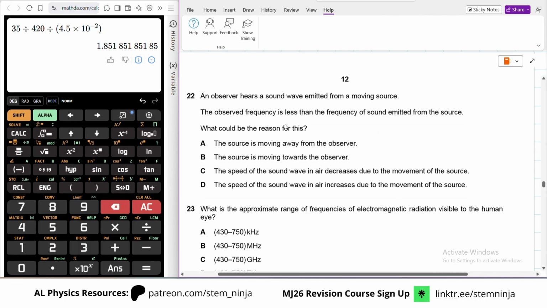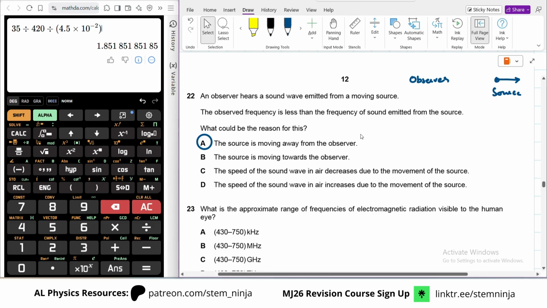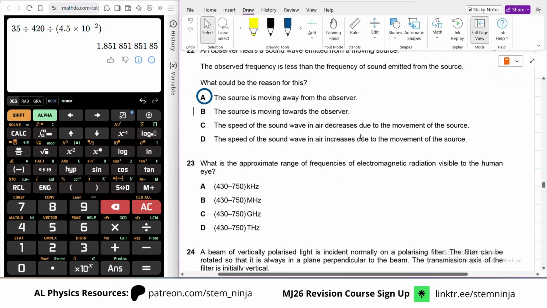An observer hears a sound wave emitted from a moving source. Observed frequency is less than the frequency of the sound emitted from the source. This could mean that the source is moving away from the observer. Frequency is less. Yes, that is correct. Speed of sound in air remains the same.